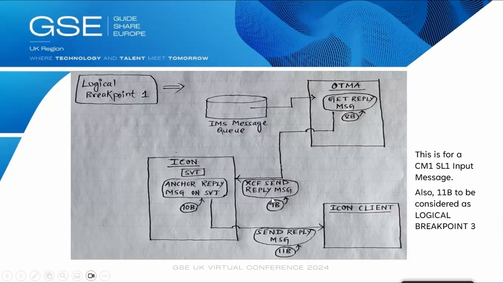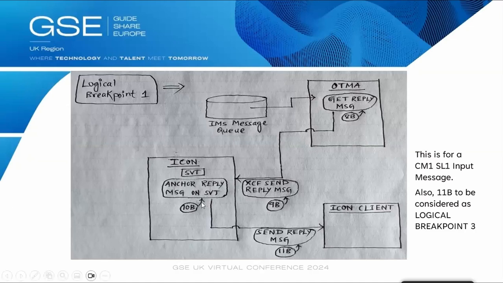Sync point processing, database locks, and external subsystem locks such as DB2 and MQ are held at this point, and the message processing region, or MPR, remains occupied. Why? Because OTMA is waiting for an ACK or a NAC message. And then at 10B, IMS Connect will anchor the reply message on the SVT control block.